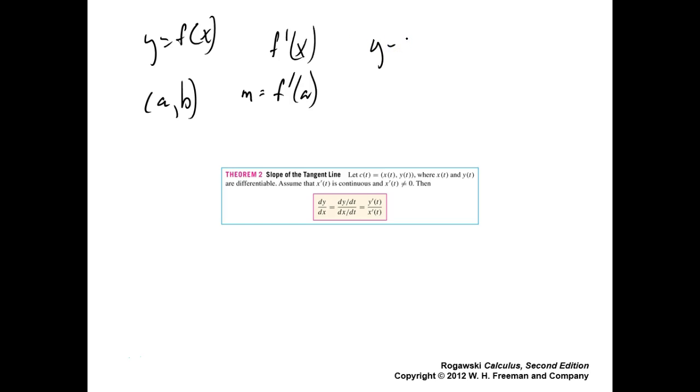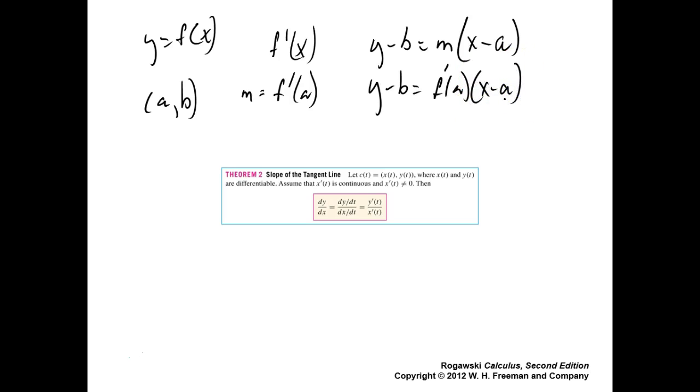Y minus, which let's call it B, is equal to M times X minus A. Okay? But your M is this, so that your Y minus B is equal to F prime at A times X minus A. Okay? And then you can play with that and carry it, or move things around. So that's your slope of a tangent line at some point AB. That is your equation of the tangent line.